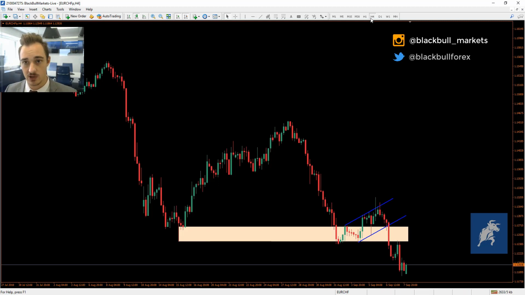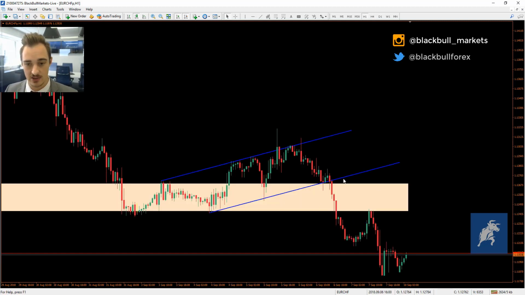So first we'll go back to the hourly time frame. We can see we had this channel we were looking at. We were around about this area over here, and you can see it did break, offering us a nice entry on this bearish candle, and it gave us a nice move to the downside.